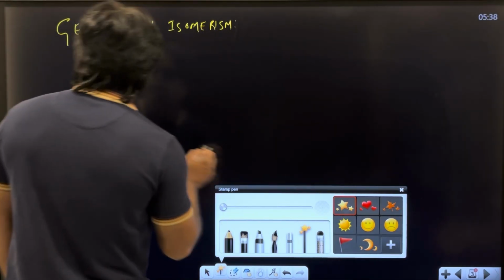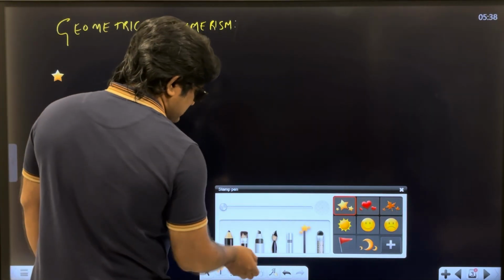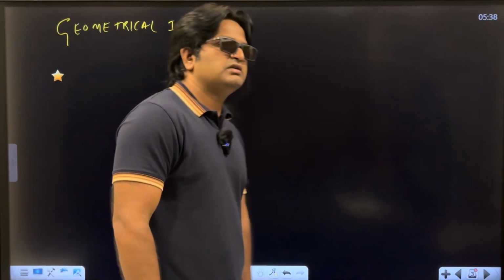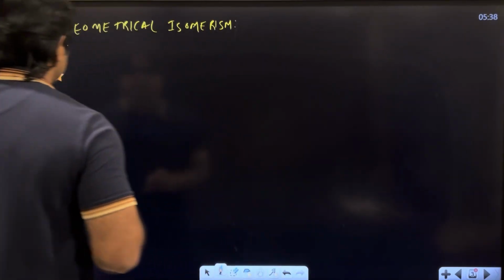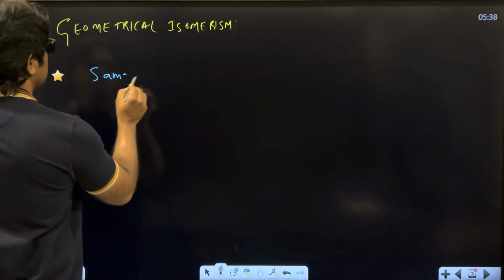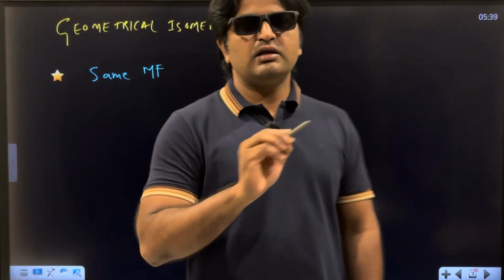First condition, geometrical isomers require the same molecular formula. Now we know that for any type of isomerism, either structural isomerism or geometrical isomerism, the first condition is that the molecular formula should be the same, not the general formula, the same molecular formula.